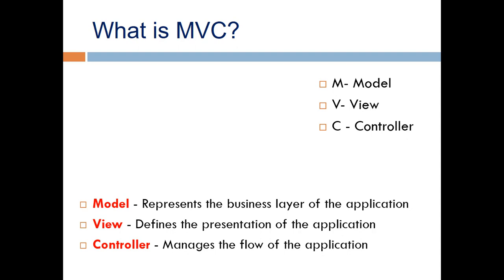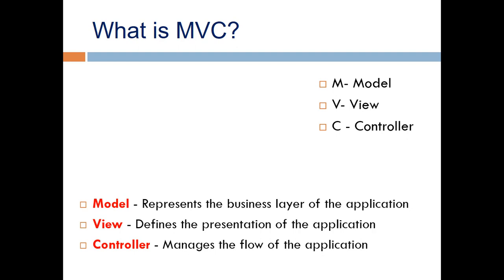Then what do you mean by view? View defines the representation of the application. It's basically the user interface. It is the location where the user interacts with the application. And finally, the controller. The controller manages the flow of the application. It sits between the model and the view.